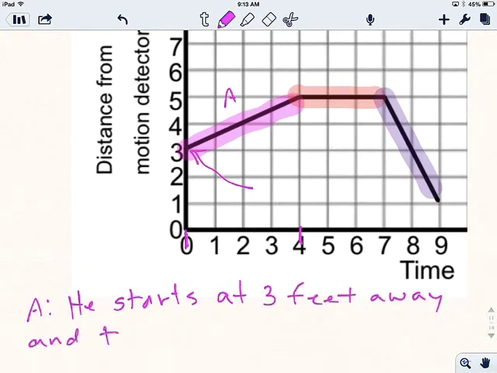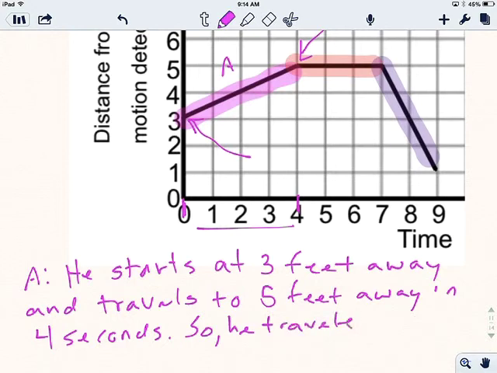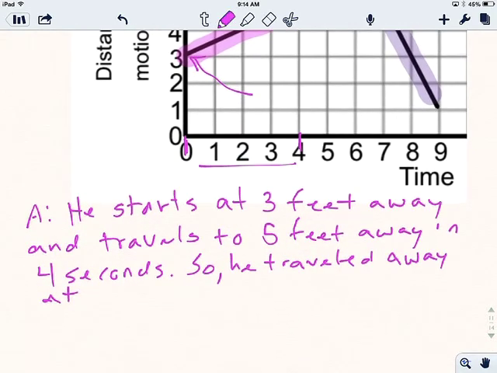and travels to, let's look at where he ends up. He ends up at 5 feet away. It took him 4 seconds. So he traveled away at, if he went from 3 feet to 5 feet, he went 2 feet every 4 seconds, and that's the same as 0.5 feet per second.